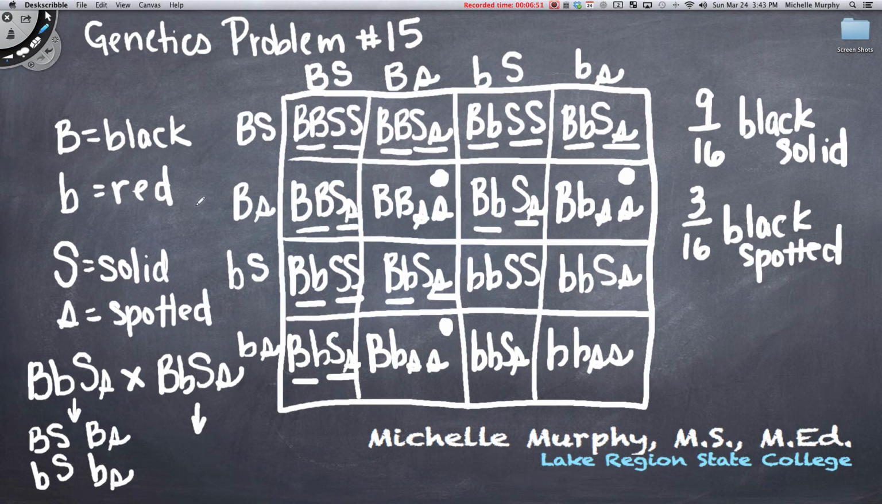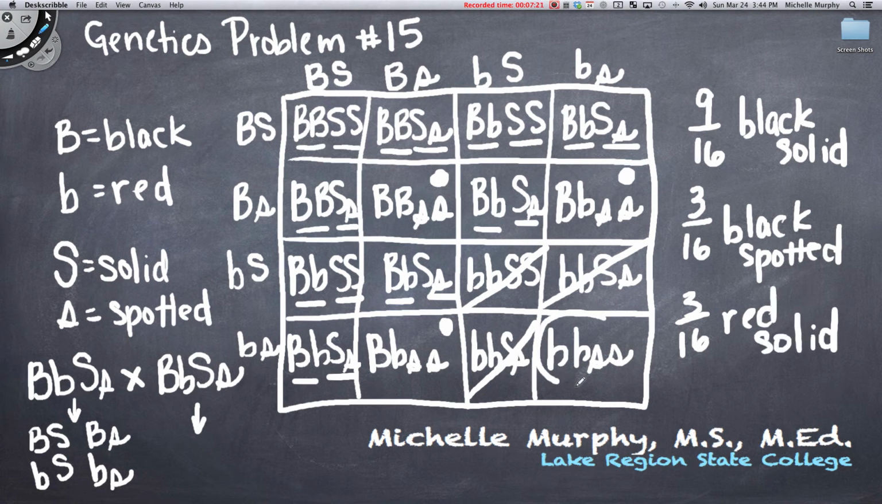Okay, now we have no more black because we only have these 4 left, and they're all recessive for color, so they're all red. But some of them are spotted and some of them are solid. So if there's a big S, it's solid. So let's put a line through. This is red solid. So red solid, red solid, red solid. 3 out of 16 red solid. And then there's only 1 left that is recessive for both. So 1 out of 16 red spotted.